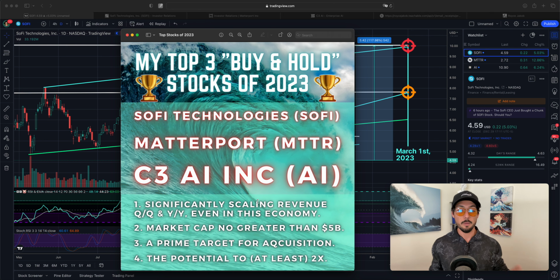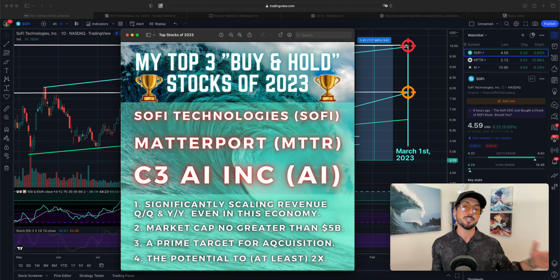Number one on my list of top criteria is they're significantly scaling revenue quarter over quarter and year over year, even in this economy. So when looking at their Q1, Q2, Q3, Q4 earnings reports of 2022, all three of these companies have displayed significant growth, major growth. They're nearing profitability as well. They're still not profitable. I want to make that very clear. They're not profitable yet, but they are nearing profitability.